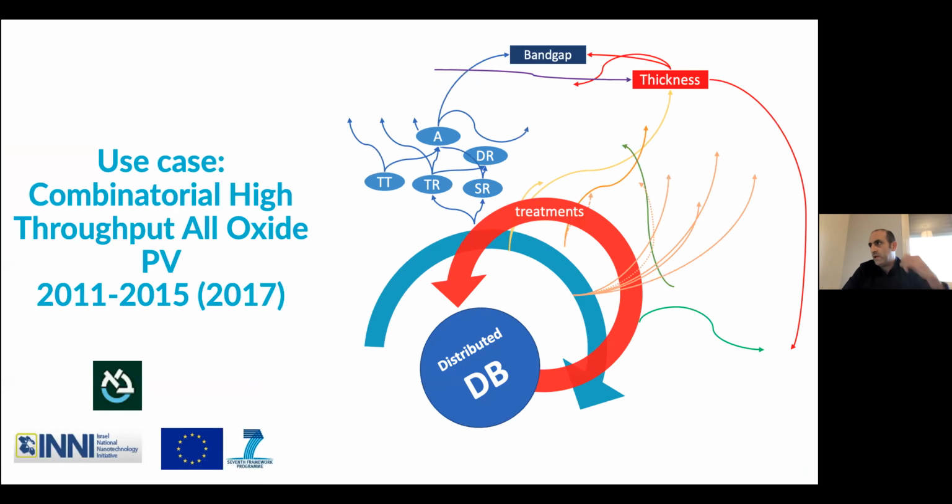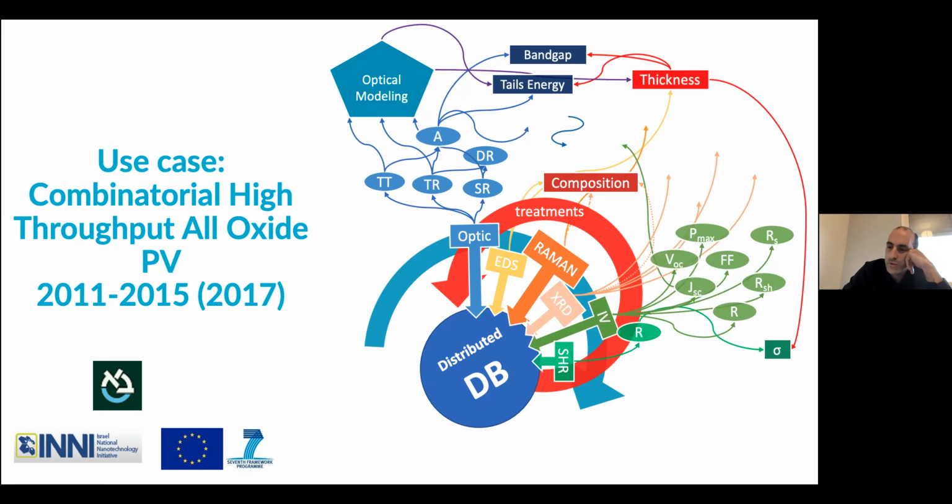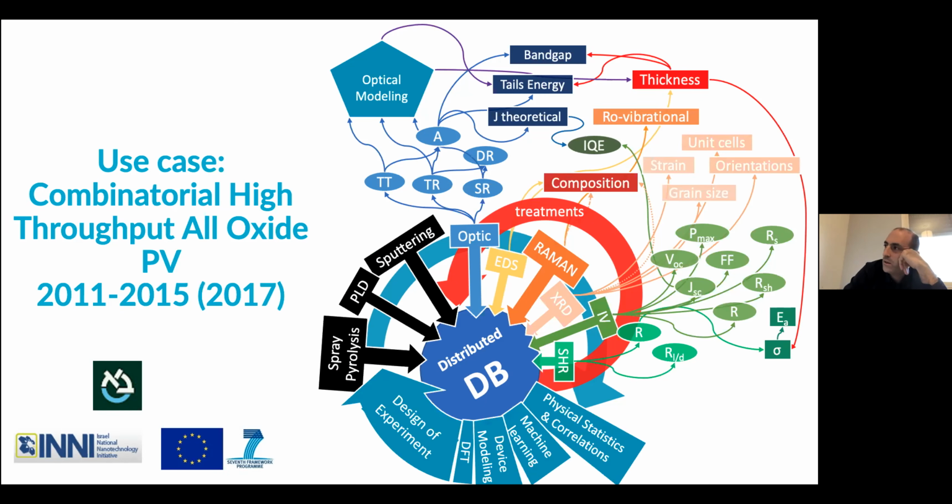So I'd like to talk about a few use cases. One use case was actually a precursor to MaterialZone. As I said, I was working on this combinatorial high throughput project. This project was funded by the Israeli National Nanotechnology Initiative and FP7. It started in 2011. It was funded until 2015, but continued until 2017, when I started working on MaterialZone at the end of this project.